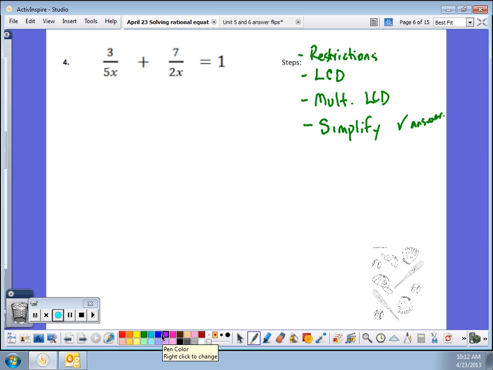So, in this situation, there is a value that we need to restrict. If I look at my denominator, I see, oh my goodness, that could be 0. So what value is going to make that denominator equal to 0? Yeah, 5 times 0. I can just set the denominator equal to 0. 5x equals 0. Divide by 5, and x equals 0. That is my restriction. So I'm going to write x is not allowed to equal 0. That is my restriction.